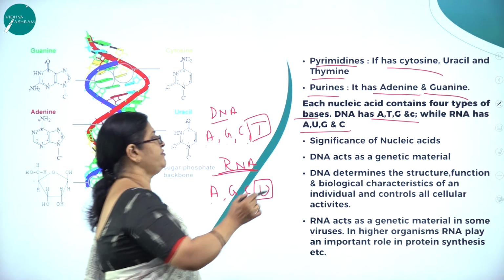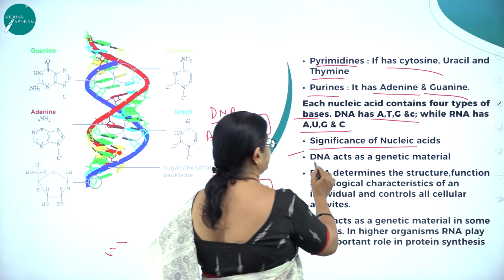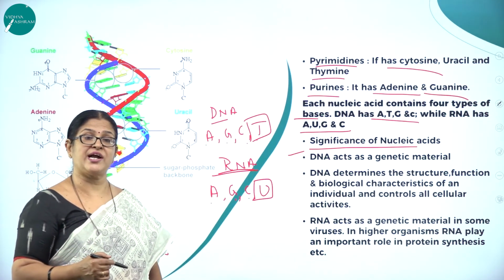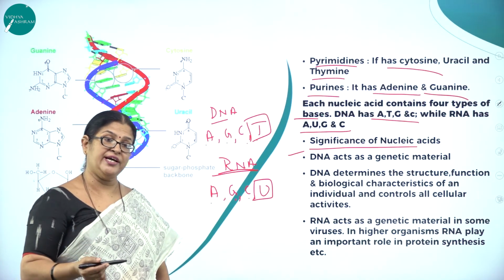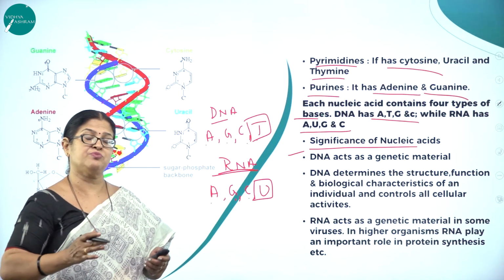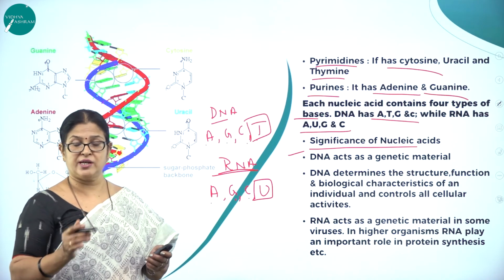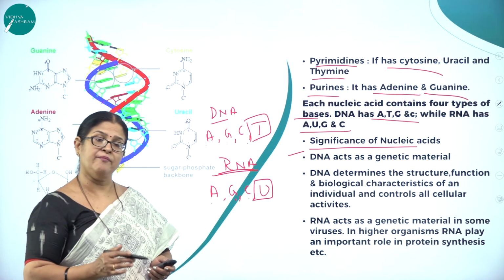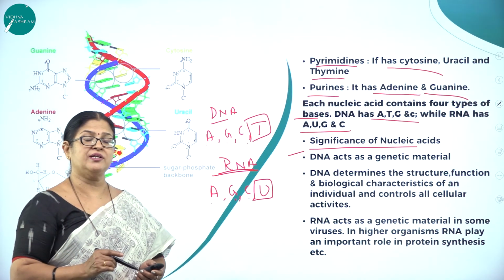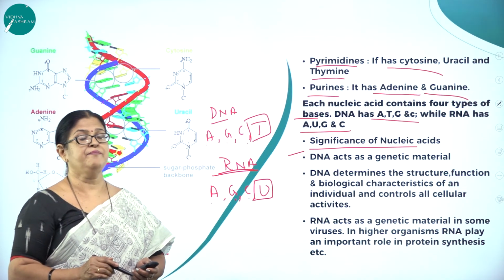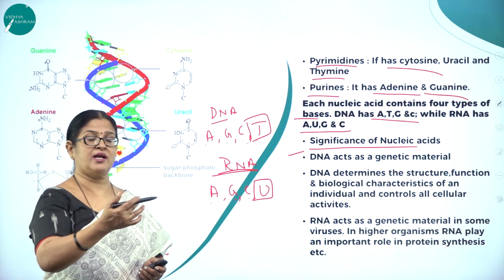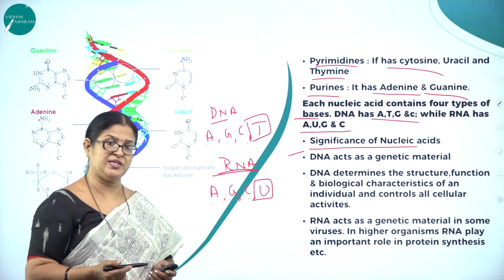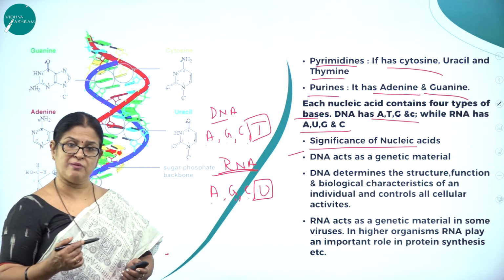So what is the significance of nucleic acid? As we all know, DNA acts as a genetic material. And why is it double-stranded? Because DNA is very much responsible for the transfer of characters from the parents to the children. Hence, it acts as a genetic material. One of the parental strands is retained in the daughter cell, and that is how the characters are transferred from the parents to the children. So it makes a replica of itself at the time of cell division, which we call DNA replication.